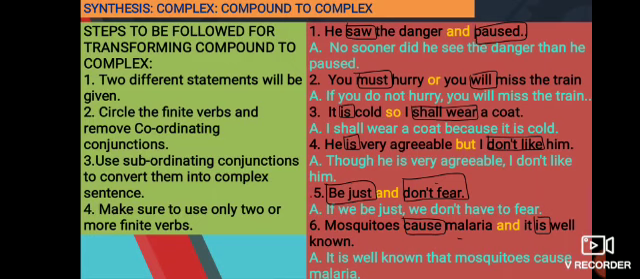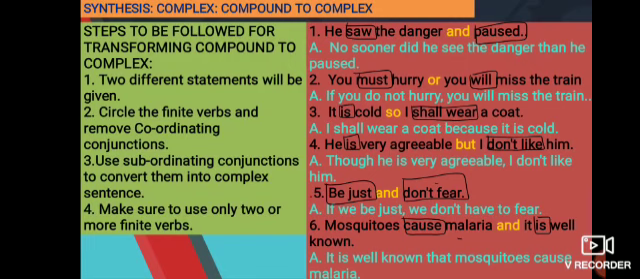After he had seen the danger, he stopped, or he paused. You can use as soon as also. You can use no sooner did also. So it's no sooner did he see the danger than he paused. You can use as soon as also. As soon as he saw the danger, he paused.